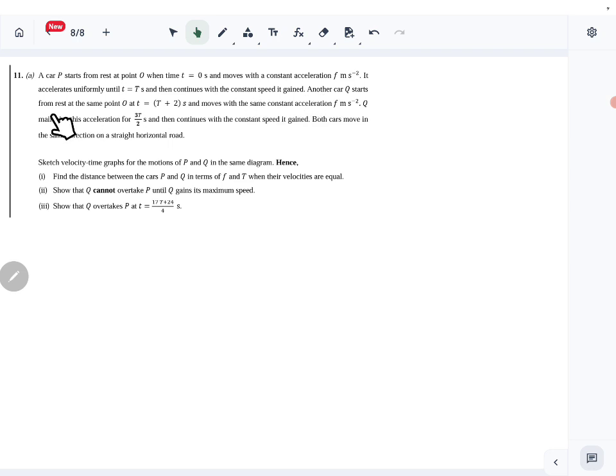Another car Q starts from rest at the same point O at time t equals T plus 2 seconds and moves with the same constant acceleration f. Q maintains this acceleration for 3T over 2 seconds, then continues with the constant speed it gains. Both cars move in the same direction on the same horizontal road. Sketch the velocity time graph for the motions of P and Q in the same diagram. So first we'll do that.